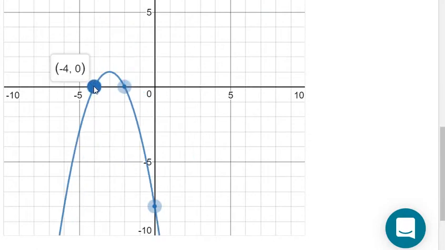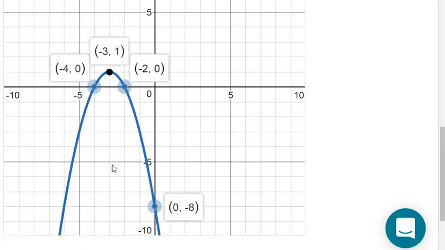So let's just double check these. Here and here. There, looking good. There's one last point that I can check. 3 and 1. There you go, 3 and 1. So, nice. This matches completely all the things we said were going to be there.